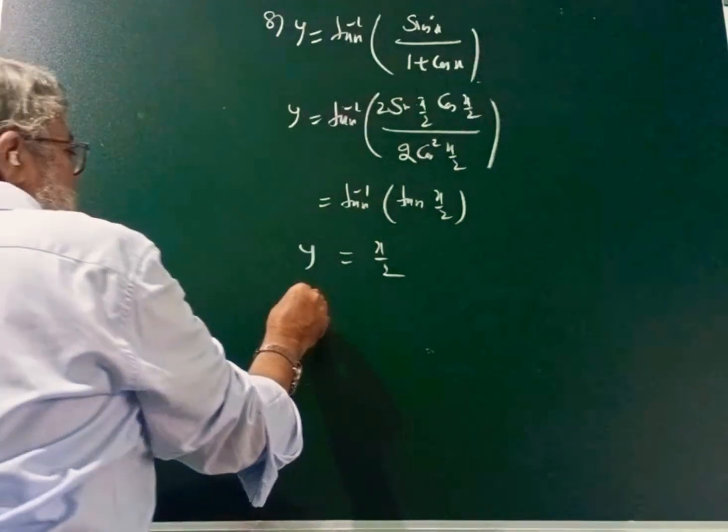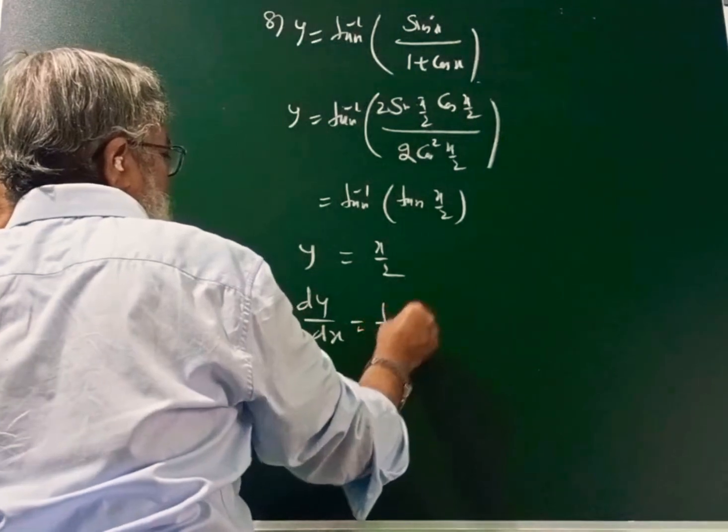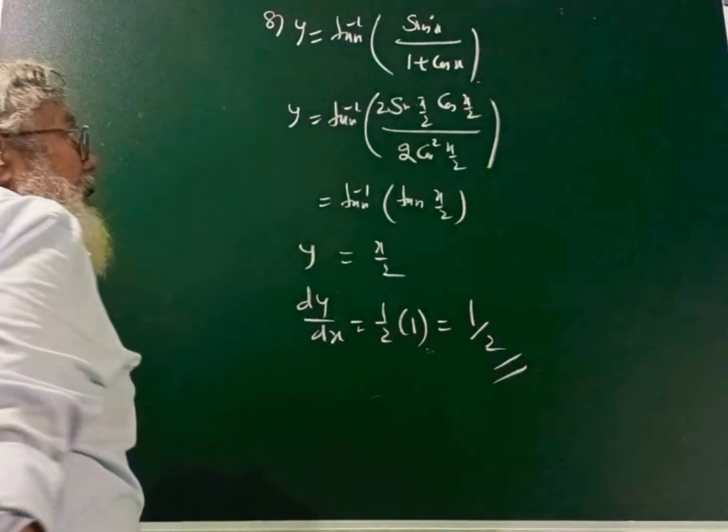Now differentiate. dy by dx is equal to 1 by 2 is a constant, differentiation of x is 1, that is half is the value of the derivative.